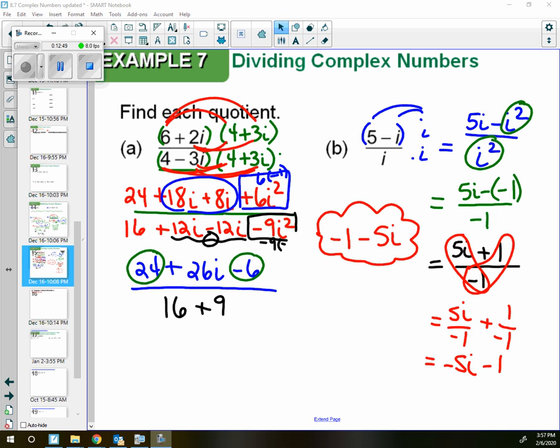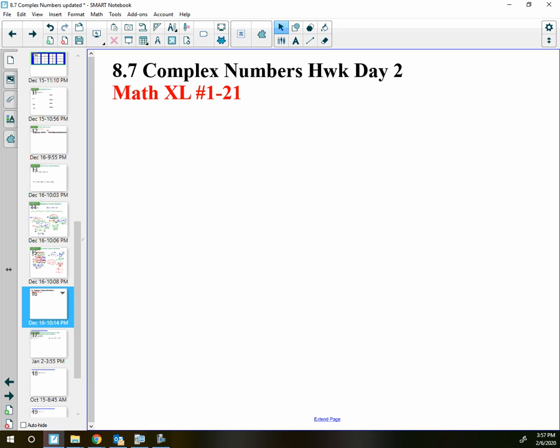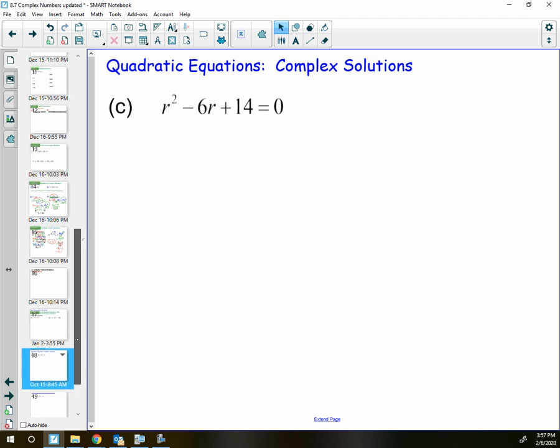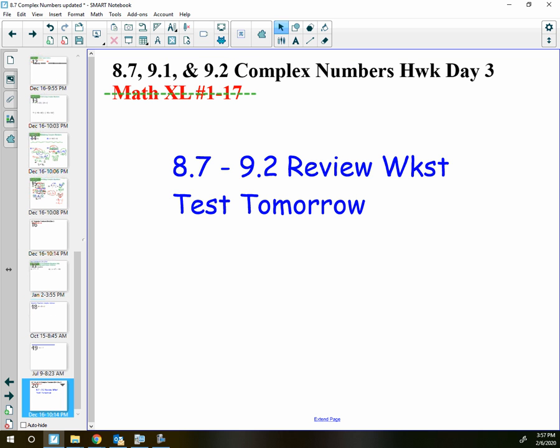So hopefully that will help you work through what you need to on your day 2, or actually day 3. Sorry, I'm going to get down to the right slide here so you can see it. Oh my goodness, this thing is not lined up. Here we go. So it's going to be the Math Excel for day 3.